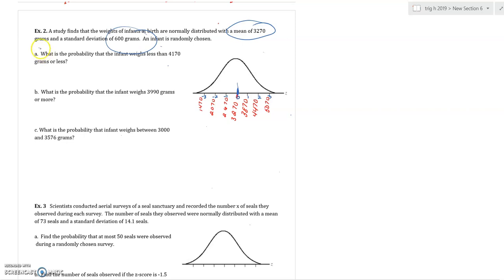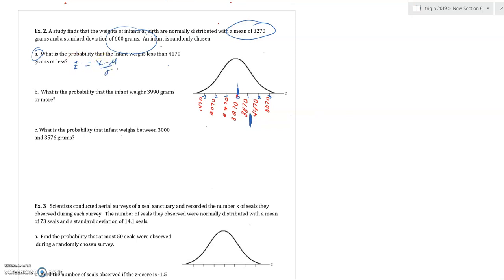And the first question says, what is the probability that the randomly chosen infant weighs less than 4,170 grams? So I should say 4,170 grams or less. That particular value would be right about here. And we don't have a value, we need a z-score associated with that particular weight.